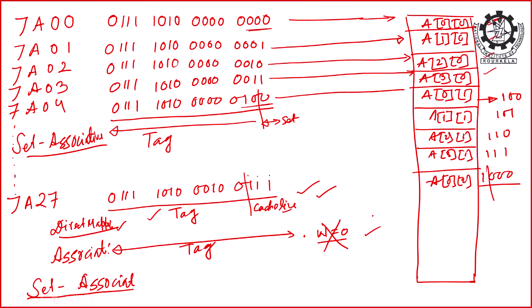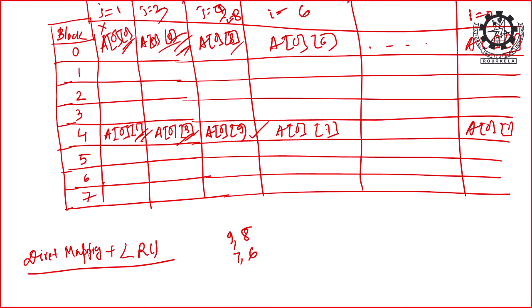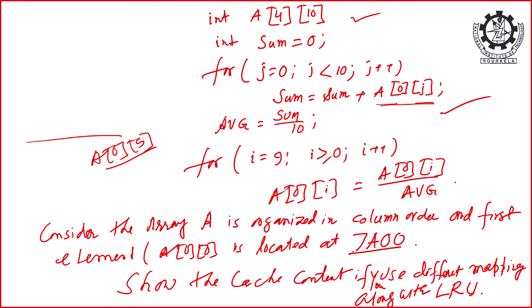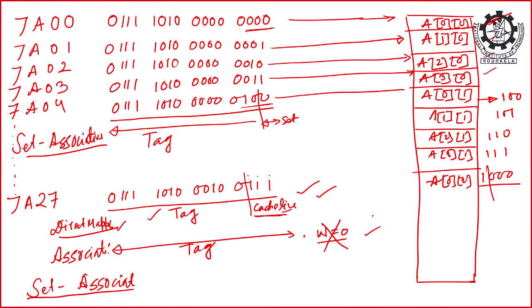The A00 location is 7A00, as you can see here. Now, if you use direct mapping, first you identify the cache line. The least 3 significant bits indicate the cache line, so A00 must be placed in cache block 0. Therefore, we write A00. Next it will be A01. Where is 01 in the main memory? You just go and look.